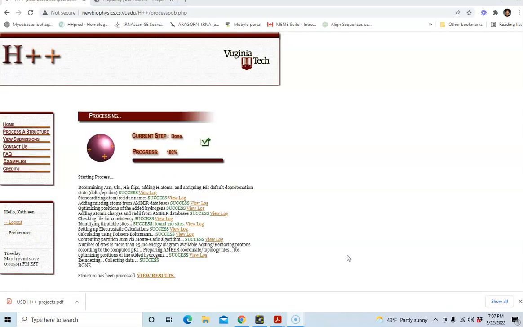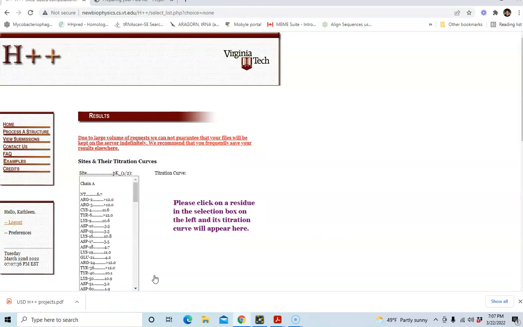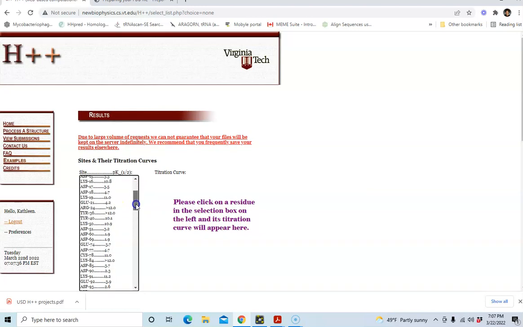Okay, so we're back. That actually didn't take the 5 minutes that it said it was going to. We can view our results. So it's actually fairly quick. If I hit view results, what I'm given is the amino terminal and all of the titratable amino acid residues in my protein and my carboxyl terminal.